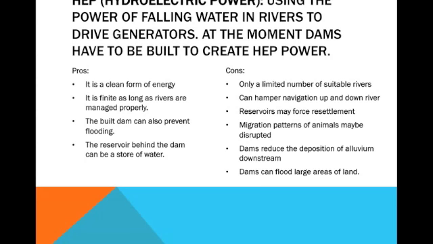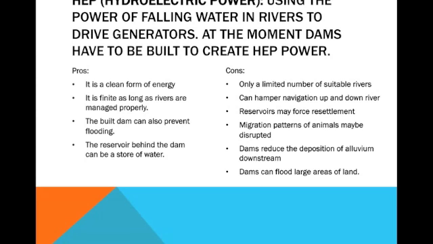Okay, hydroelectric power. This is when you use the power of falling water in rivers to drive generators. At the moment, dams have to be built to create hydroelectric power stations. So, some advantages. Well, it is a clean form of energy, and it's finite as long as the rivers are managed properly, and the built dam can also prevent flooding, and the reservoir behind the dam can be a store of water. However, there will be disadvantages, of course. Firstly, only a limited number of suitable rivers exist in the world that we can use for hydroelectric power.